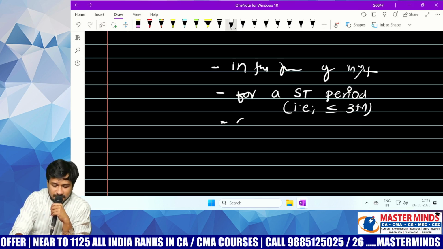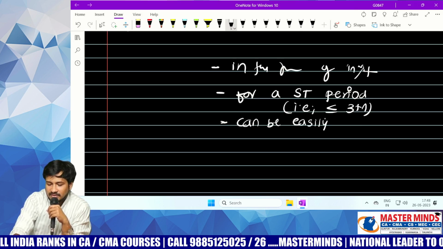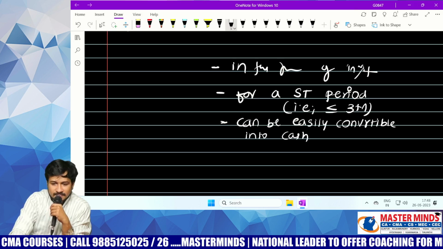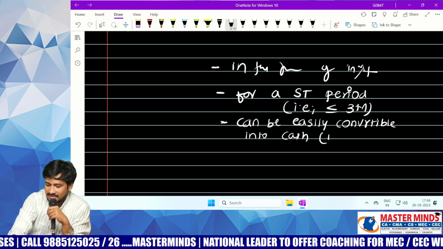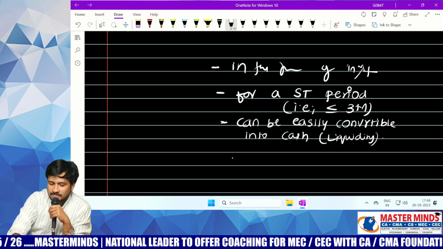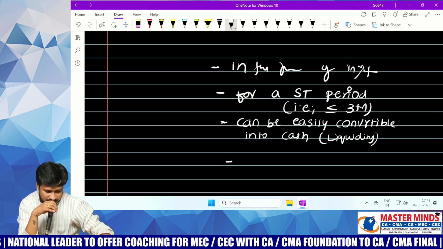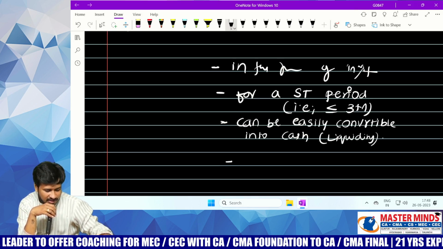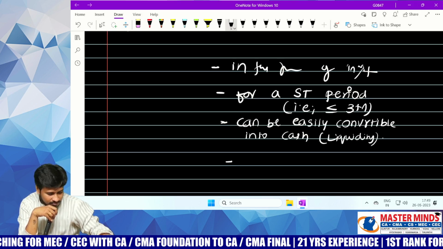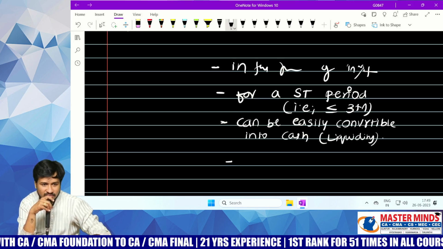In the next point, can be easily convertible into cash, within brackets liquidity, with a negligible risk or insignificant amount of risk.